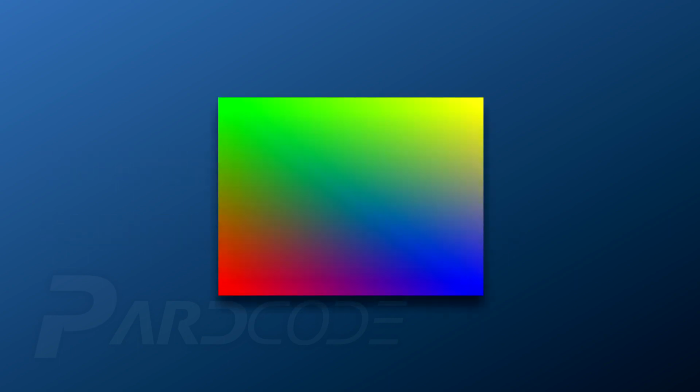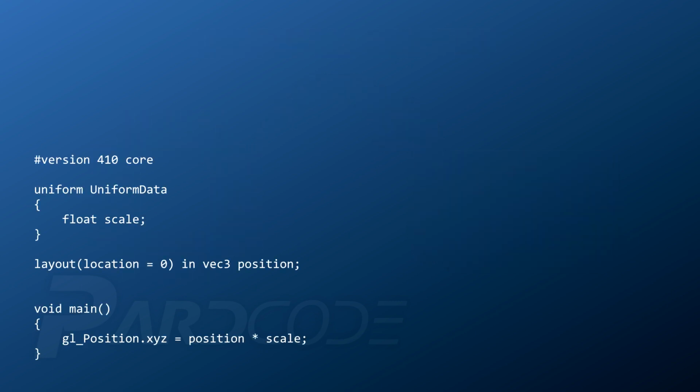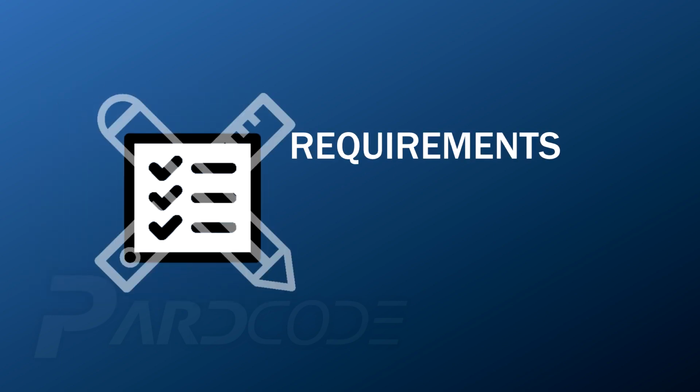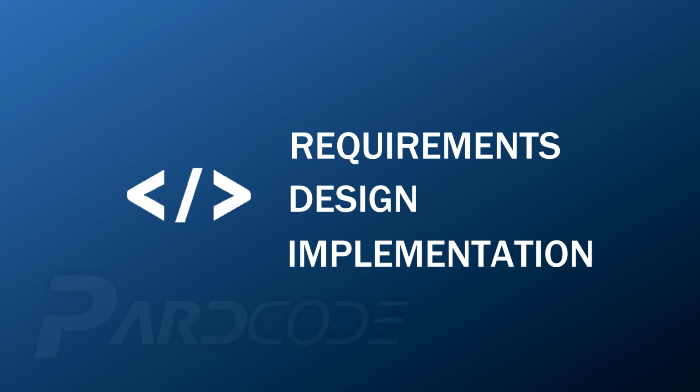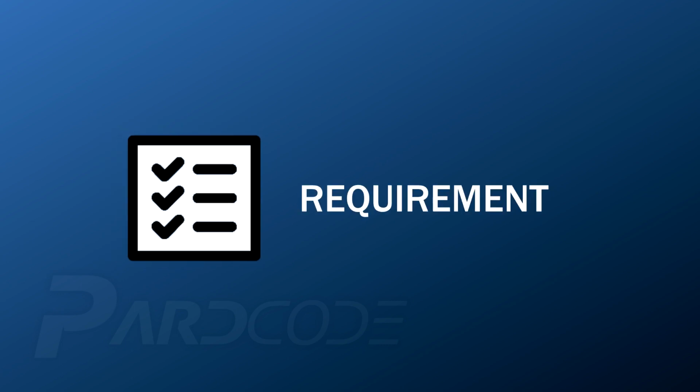In particular, we will see how to draw a quadrilateral mesh, how to create and use a uniform buffer object in order to pass data from CPU to GPU, and in the end, how to use those data in the shaders in such a way to create visual effects like zoom in and zoom out. As always, we will face three main parts: requirements, design, and implementation of all the necessary things to create simple animations in OpenGL. Let's start with the requirements.